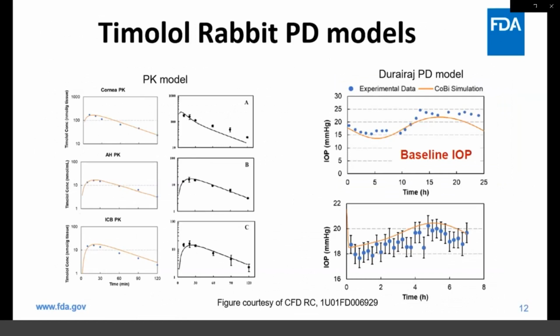Another external project is to develop rabbit PBPK-PD models and then extrapolate rabbit models to human for ophthalmic products through a grant with CFDRC. So far, some PK and PD models have been implemented. Here is an example of terminal rabbit models.